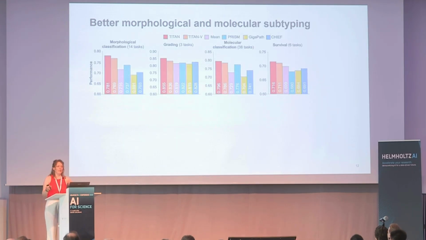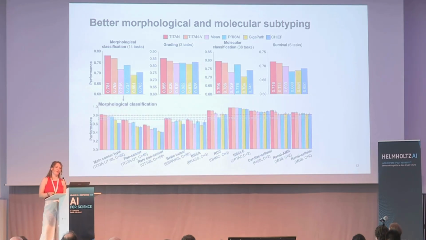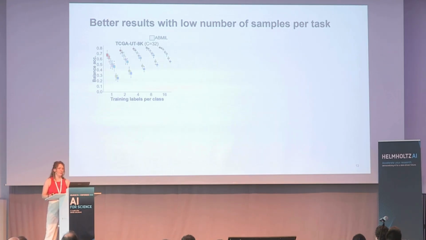And then what else can we test on? We tested it on morphological classification tasks, on grading tasks, and on molecular classification and survival prediction, and our model can handle all of these where it shows the best improvement, so to say, on morphological classification. Here's the overview of a subset of tasks, and we hypothesized that this is because we trained it in this first step vision-only training, and then contrasted with the reports and the descriptions which describe the morphology in our stage 2 and stage 3 training.